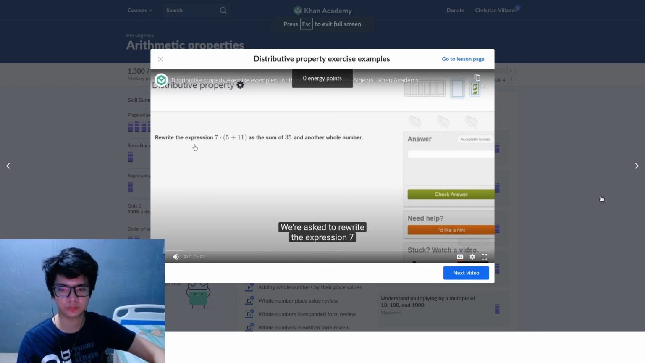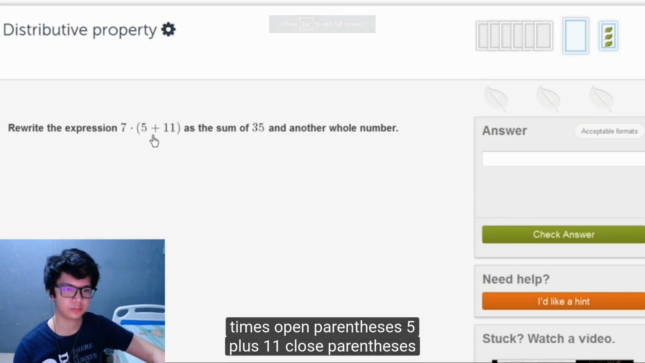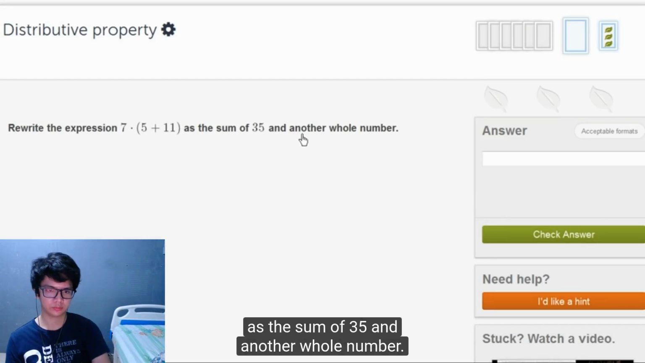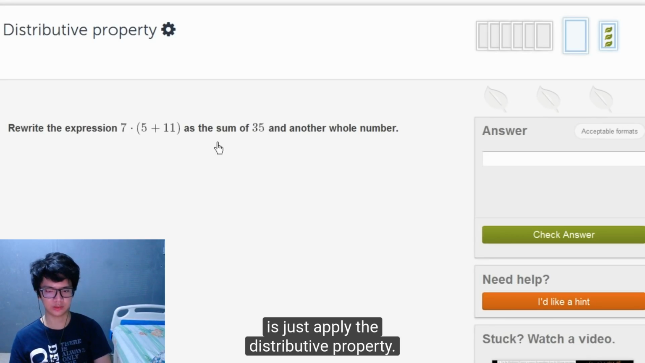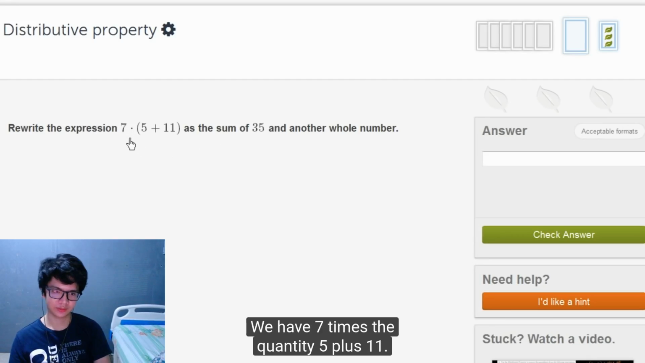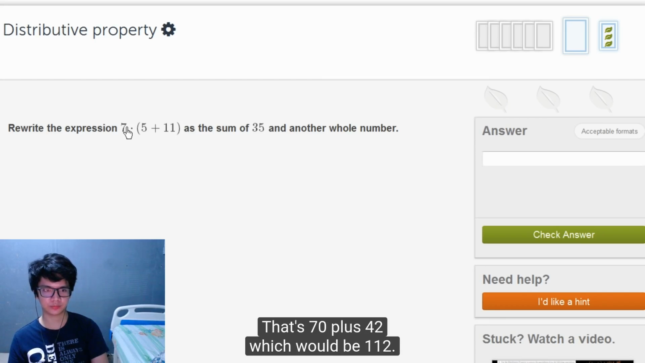We're asked to rewrite the expression 7 times, open parentheses, 5 plus 11, close parentheses, as the sum of 35 and another whole number. So really what they're asking us to do is just apply the distributive property. We have 7 times the quantity 5 plus 11. Now this is easy to calculate. You can just say 5 plus 11 is 16, and then 16 times 7 is what? That's 70 plus 42, which would be 112.